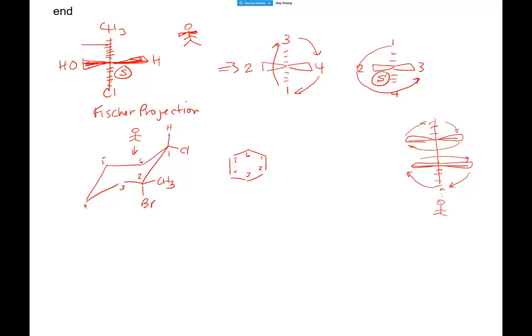So let me ask you this question. Number 1 is going to have a bold wedge and a dashed wedge. What does bold represent? Hydrogen, it's the bold wedge representing groups that are towards you, and if I'm on top of the ring, that means the groups that were above the plane of the ring. And in this case, what group is above the plane of the ring attached to carbon 1? Hydrogen. What's the group below the plane of the ring? The chlorine.